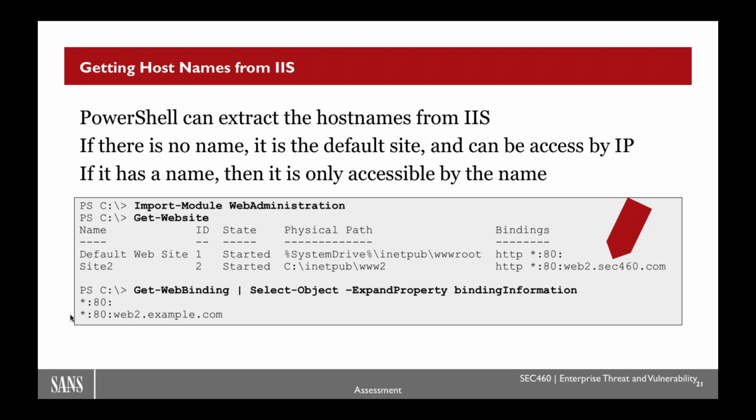So in our example here, we have the default website. If I just go to this system by IP address, that's the only web server I'm going to see, the only website, only web application. Once we use Get-Website, we can take a look at the bindings and we see, oh look, here's web2.sec460.com. And we find, again, additional software, additional code. It's important that we understand what we have inside the environment. We can't patch code that we don't know exists.